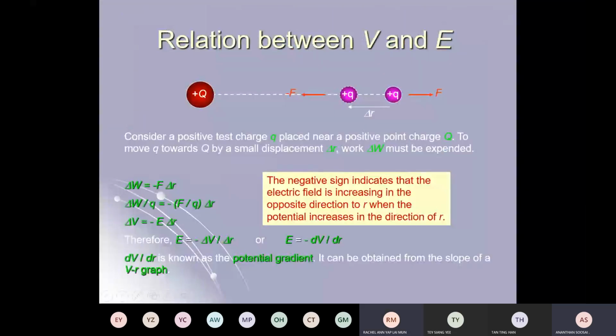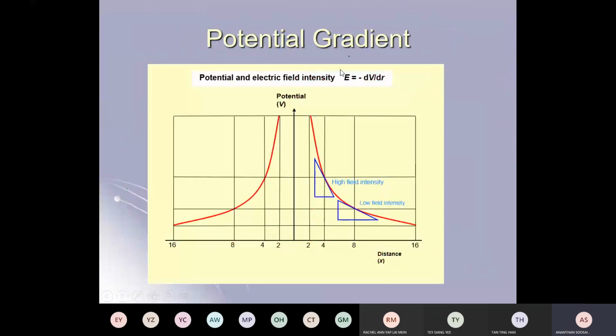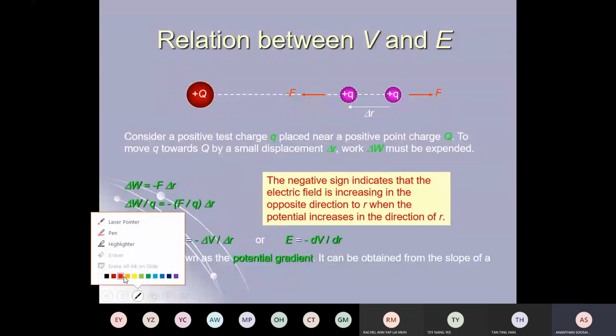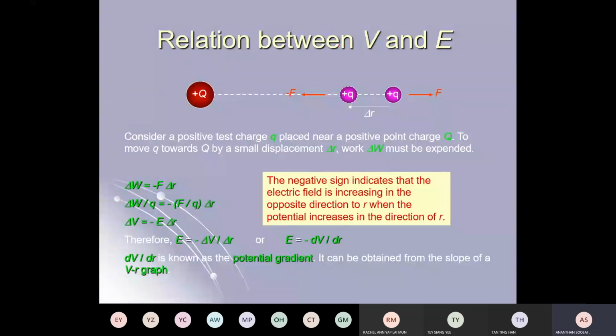Relation between V and E. What is V? Electric potential and electric field strength. They have some sort of relation. We found that electric field strength is a vector quantity, and electric potential is a scalar quantity. Electric potential is in joule per coulomb and electric field strength is in newton per coulomb. They have some sort of relation. The relation is the one derived here.